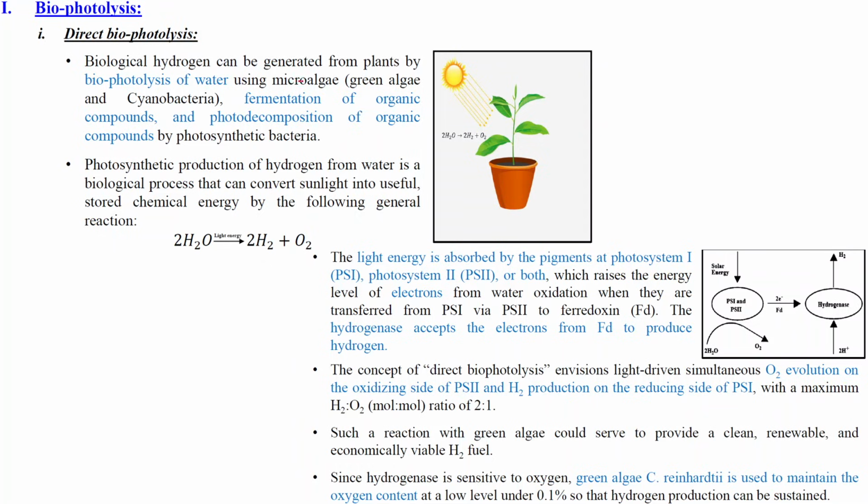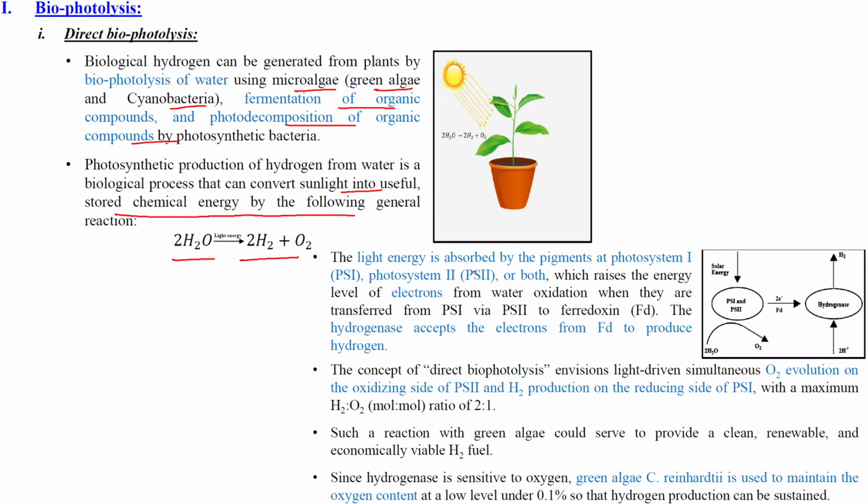Biological hydrogen can be generated from plants by biophotolysis of water using microalgae, that is the green algae and cyanobacteria, fermentation of organic compounds, and photodecomposition of organic compounds by photosynthetic bacteria. Basically, there are different types of bacteria like green algae and cyanobacteria which directly take energy from the sunlight and then split water into its components. Photosynthetic production of hydrogen from water is a biological process that converts sunlight into useful stored chemical energy by following this.